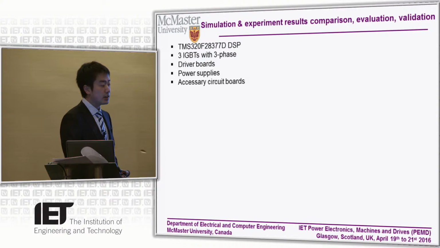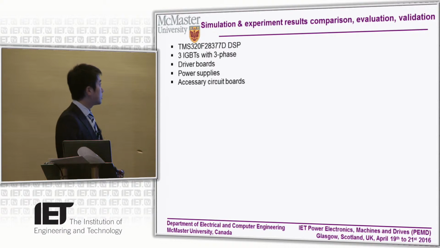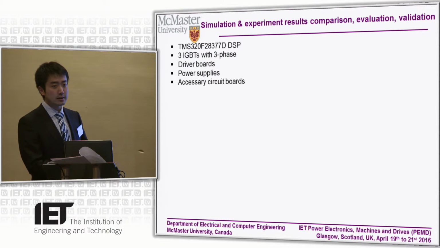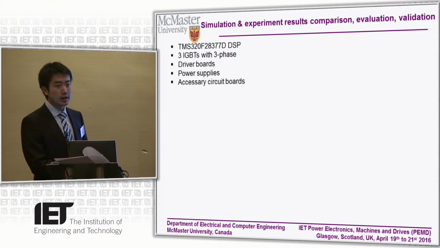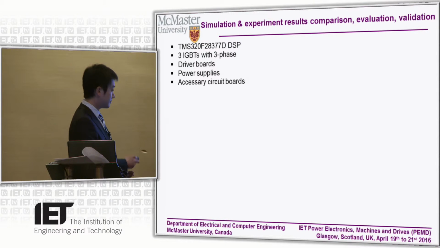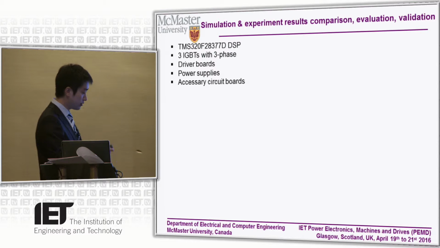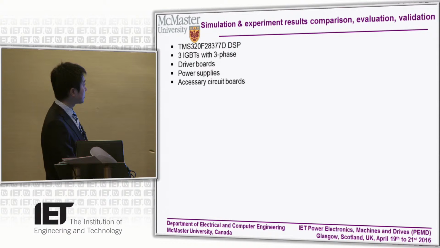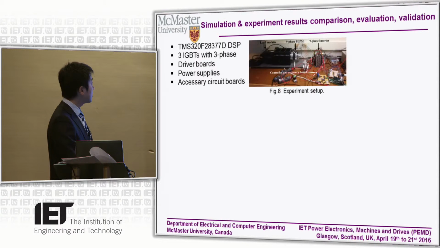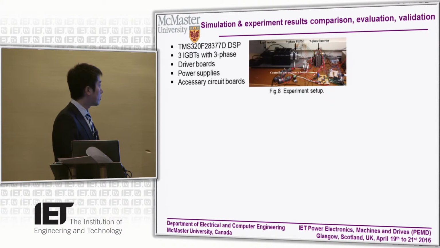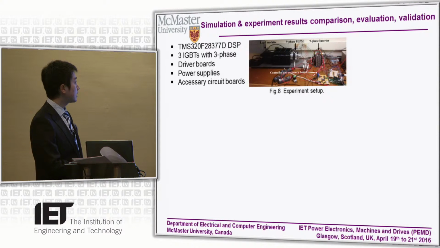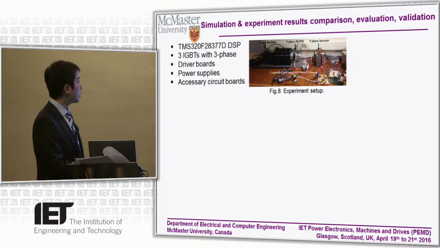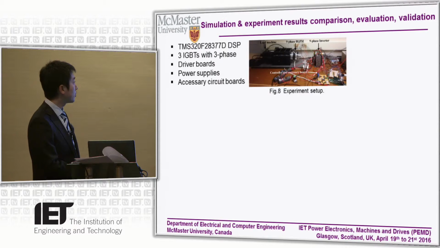IPMs, intelligent power modules, each of which is a 3-phase 4-bridge IGBT, to make a 9-phase system. There are the corresponding driver boards, the power supplies, and accessory circuit boards for measurement and detection. This is the overall setup. This is the 9-phase inverter. This is the control part and accessory board part. This is the machine, a 9-phase BLPM, and this is the load machine.